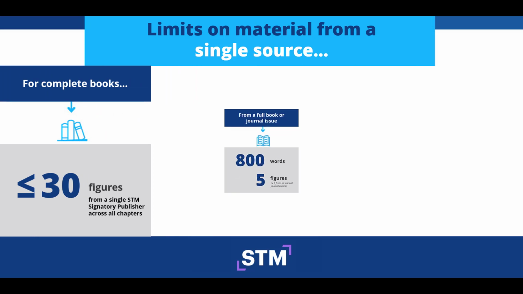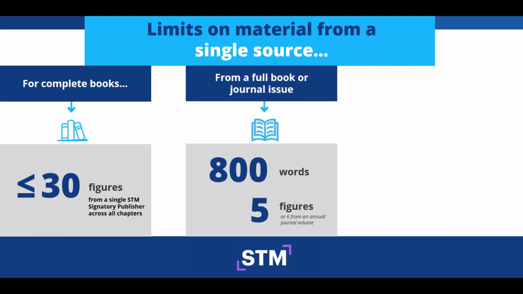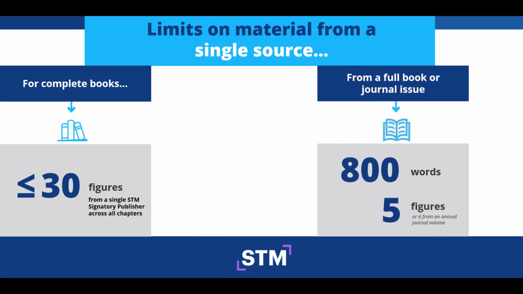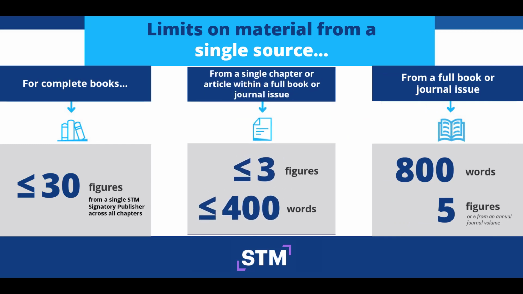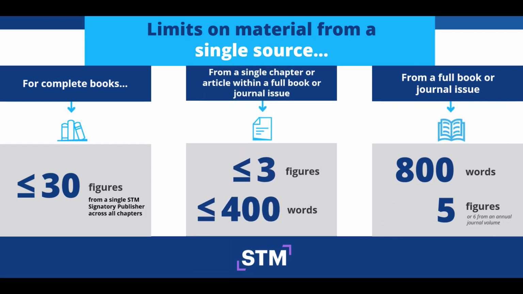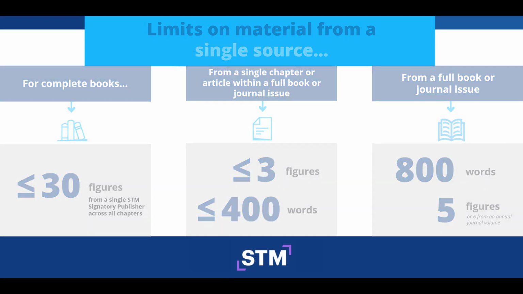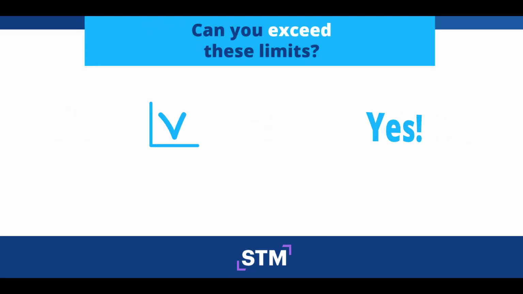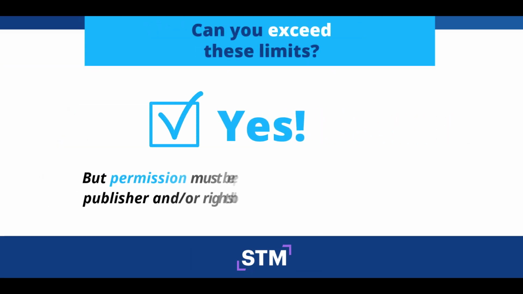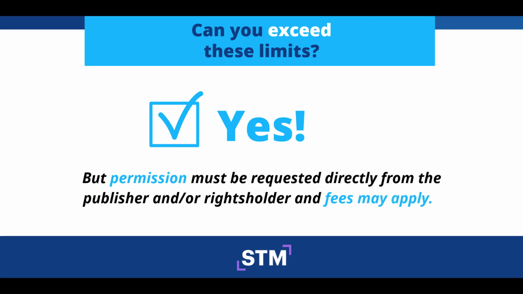If you're reusing content from a full book or journal issue, the limit is 800 words and 5 figures, or 6 figures from an annual journal volume. And the limit from a single chapter or article within a full book or journal issue is less than or equal to 3 figures and up to 400 words. If these limits are exceeded, permission must be requested directly from the publisher and/or rights holder, and fees may apply.